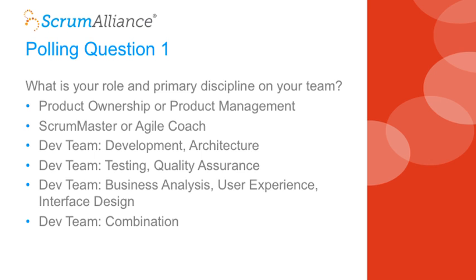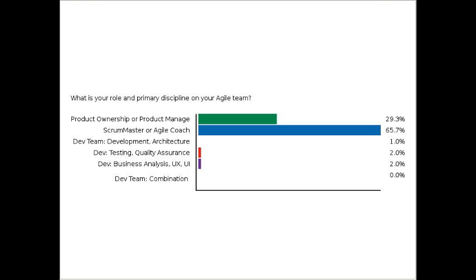So let's start with a poll and find out who's here. So we'd like to know, what is your primary role or discipline on your team? Product ownership, product management, Scrum Master or Coach, and then there's some options for a combination of dev team members. So I'm going to turn to the poll here on the next slide, right, Jack? And people just need to enter their results.